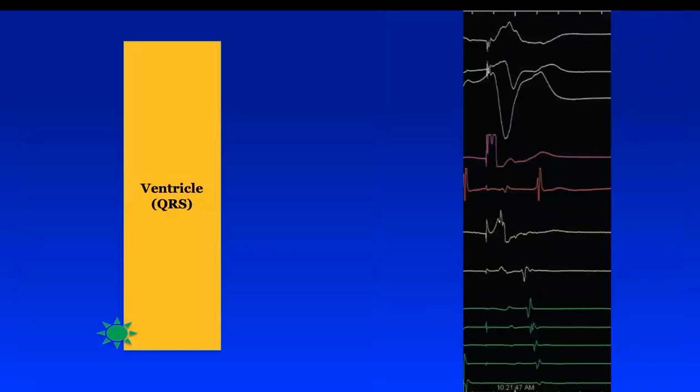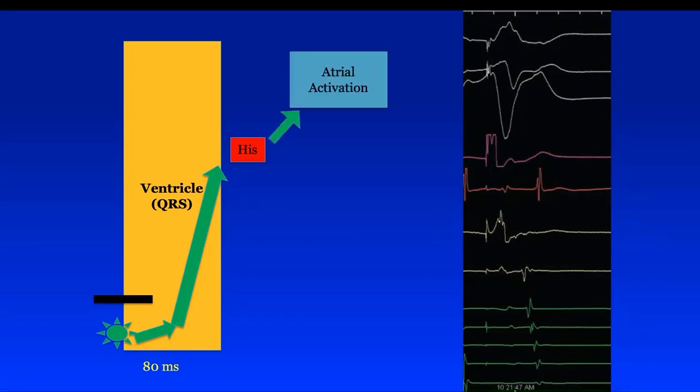So you pace, you capture the ventricle, you see the QRS, but you cannot go back to the atrium through the right bundle. So you have to cross to the left ventricle, go through the left with the 80 millisecond delay, go through the left bundle, and then reach the HIS. Now the HIS can be seen because it's outside the QRS complex. The 80 millisecond delay pushed the HIS away from the QRS, so you may be able to see it. And this HIS then conducts to the A.